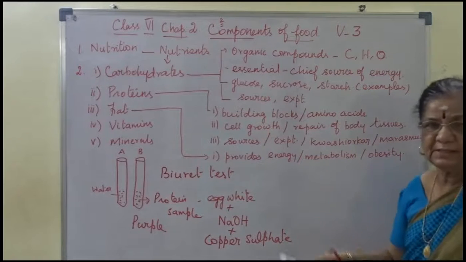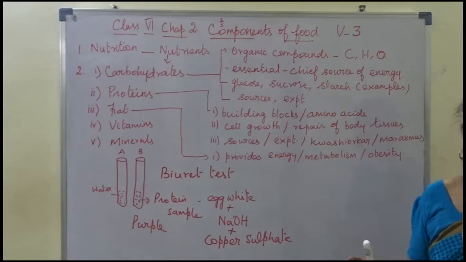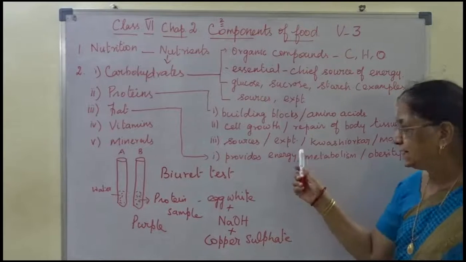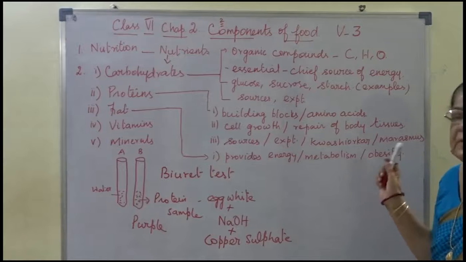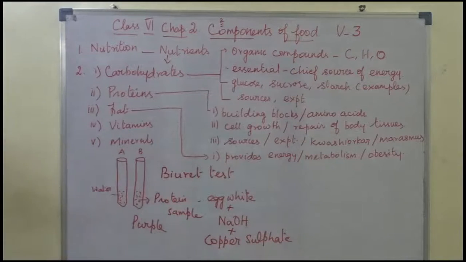Fat, oil, all oil products are sources of fat, and fat provides energy and takes part in metabolism. Now the sources of fat are groundnut oil, sunflower oil, mustard oil, coconut oil, soybean oil, and til oil. These are sources of fat.